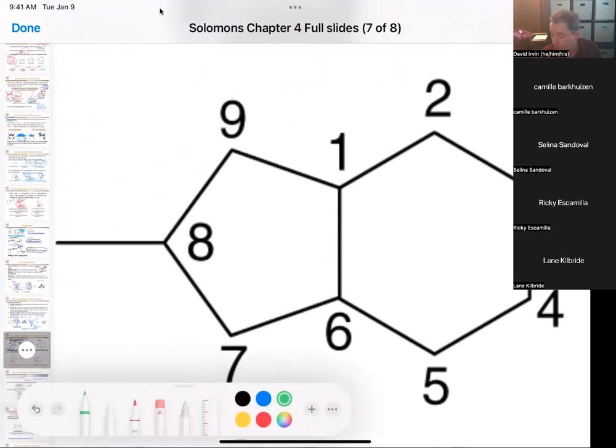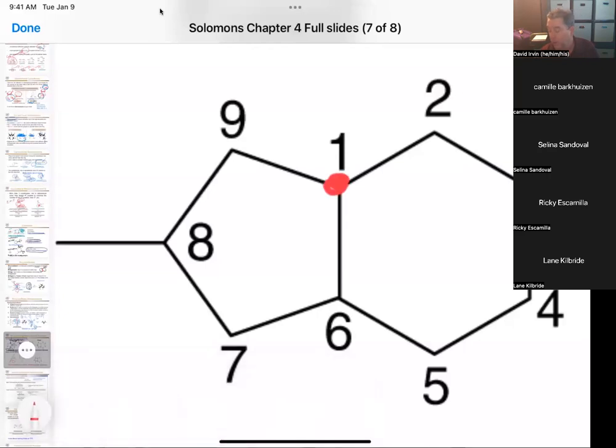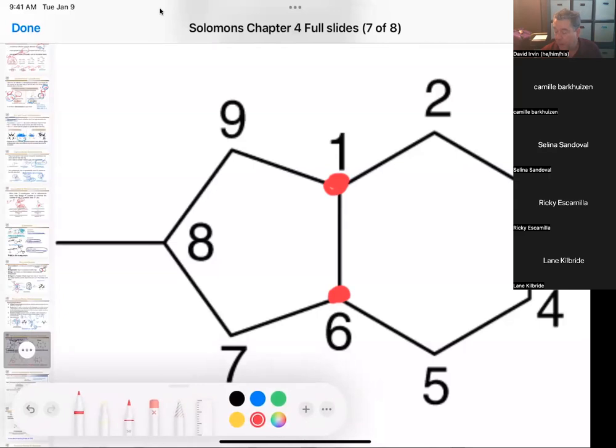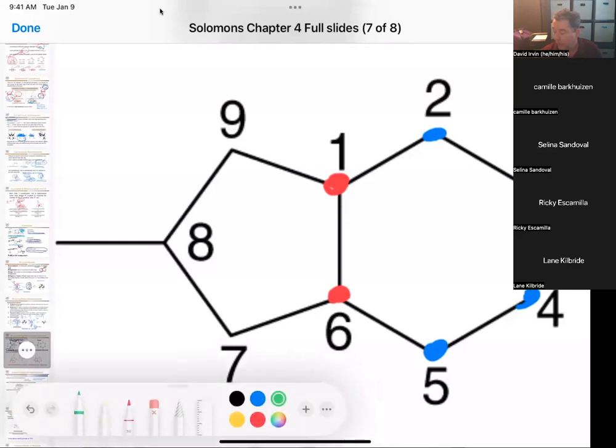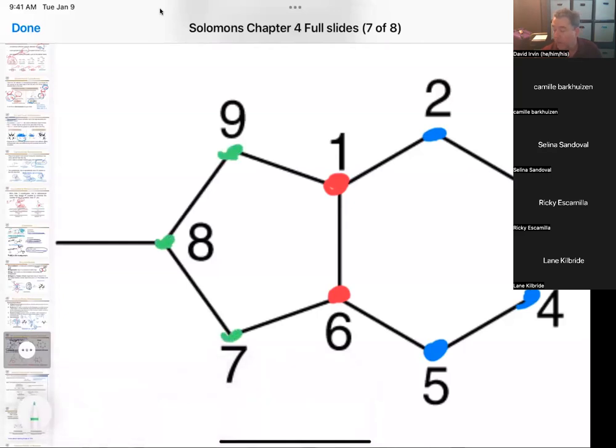So the first thing we want to do is identify our bridgehead carbons. Our bridgehead carbons are going to be 1 and 2 right here. That's not their numbers, we just have 2 bridgehead carbons. But now we need to identify our rings. So we have 1, 2, 3, 4 on this side. We have 1, 2, and 3 on this side, but where's our last one?